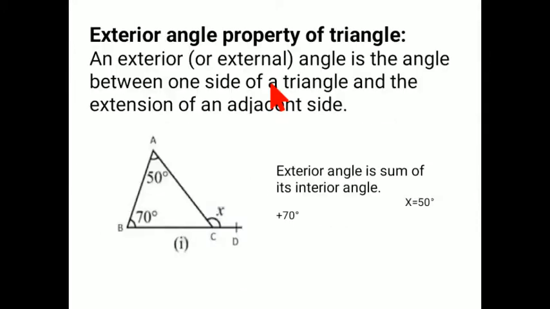So now the definition is presented here. An exterior or external angle. Exterior means, you know, in your lines and angles you have got the knowledge of exterior angle. Right now in exercise 6.2 also, in part C, you got the exterior angle. You have formed it, you have drawn the figure. So till now you are very much familiar with this term exterior angle. Exterior angle means the angle which is outside of the triangle.